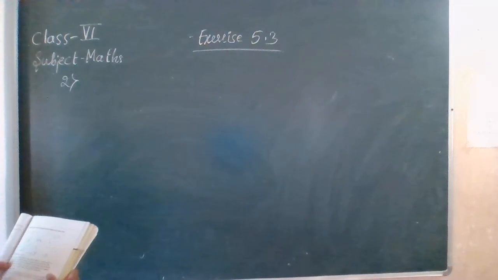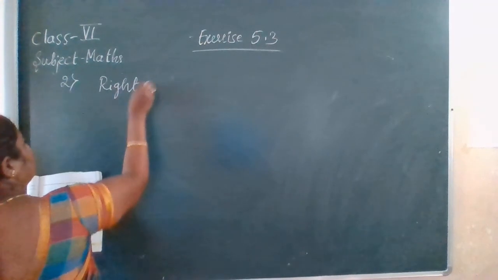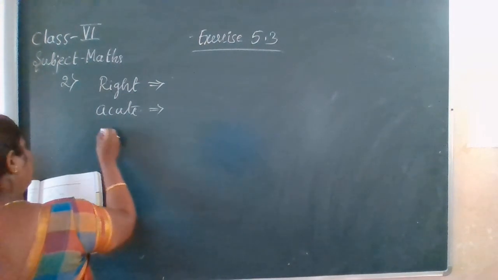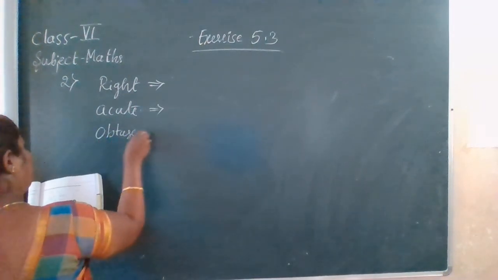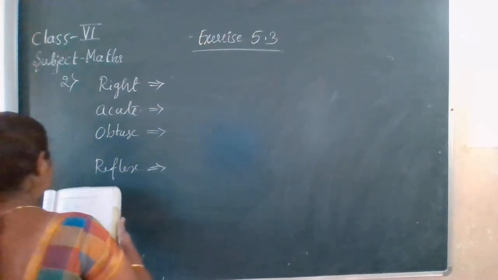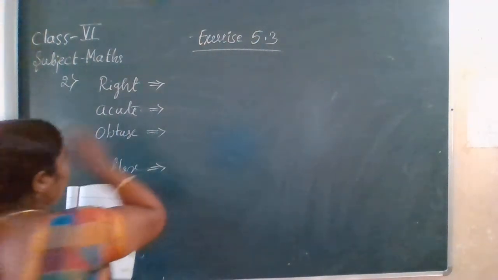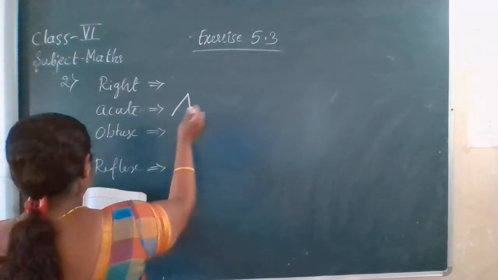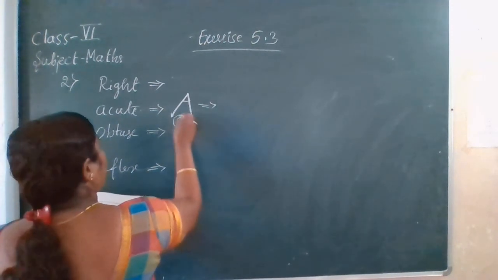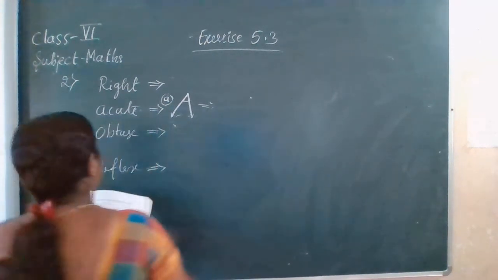Classify each of the following angles as right angle, acute, then obtuse, then reflex. By seeing this, you can come to know that A is which type of angle? A is an acute angle. You can draw that picture also. This is A, acute. It is written here.